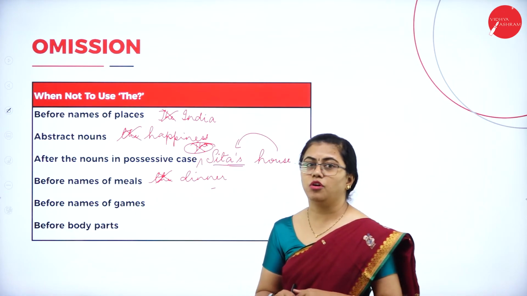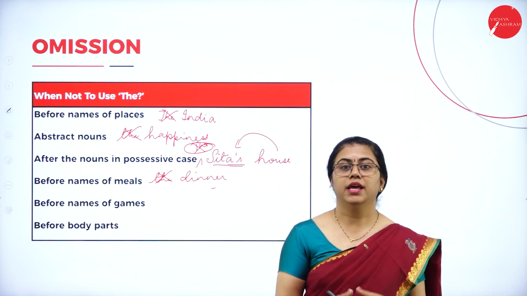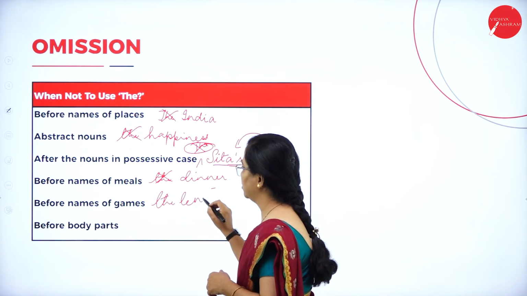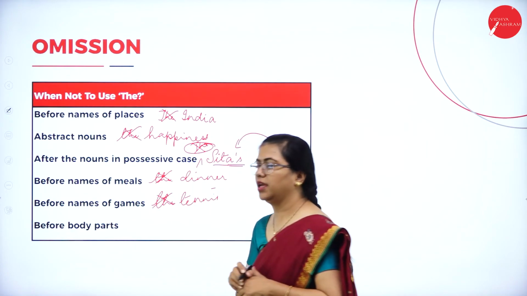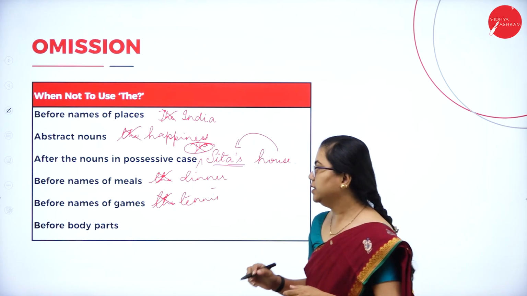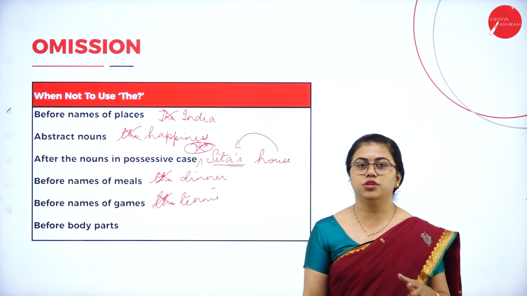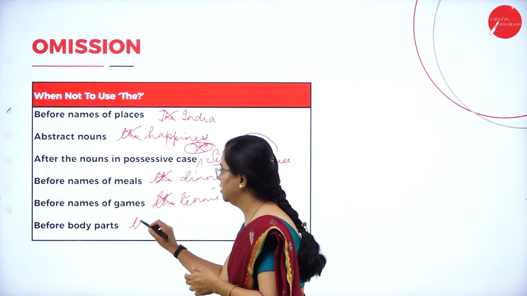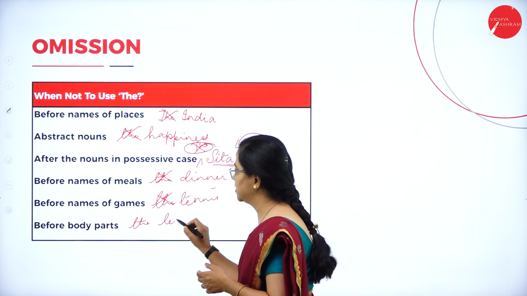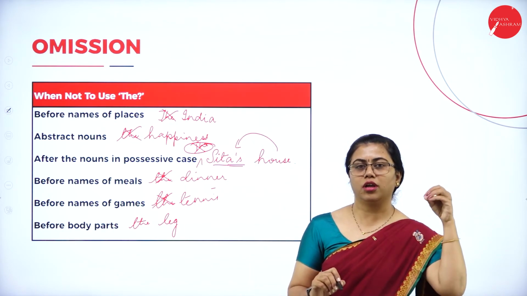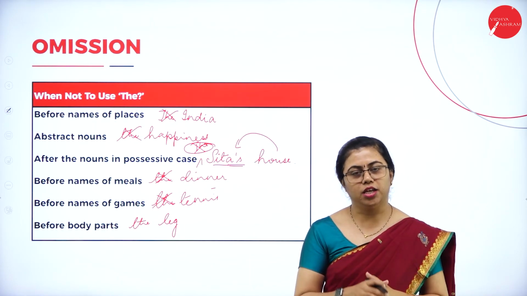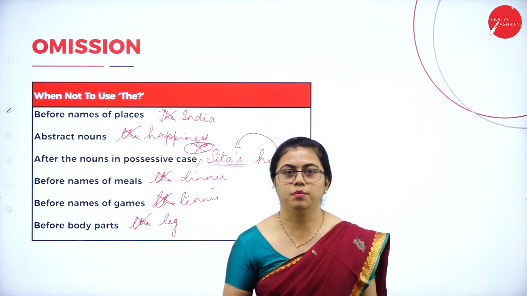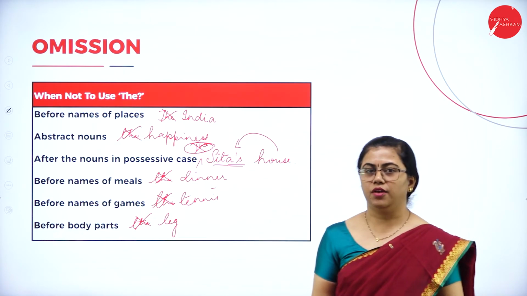Then before names of games, like I'm watching the tennis. No, that is wrong. You should not use the definite article before any games. Other than that, before body parts, you don't say I lifted the hand, I injured the leg. No. So you don't say the eye, the leg like this. You don't start the sentence like that. When you're talking about anything in particular, then you do it. So you don't use it with body parts either.